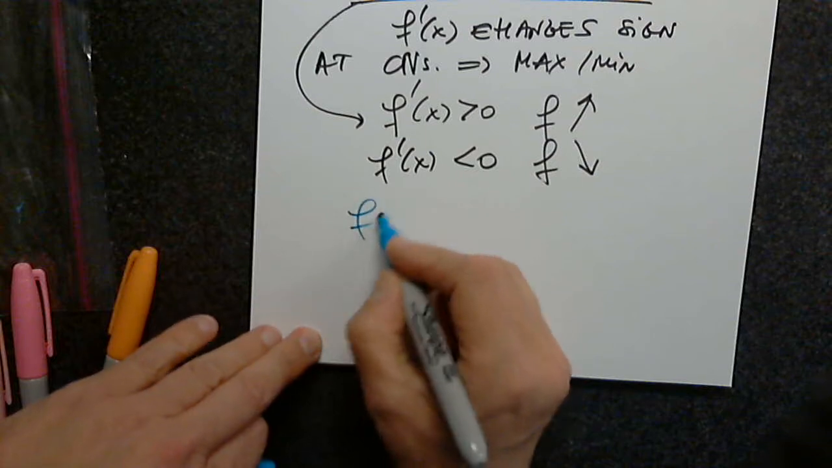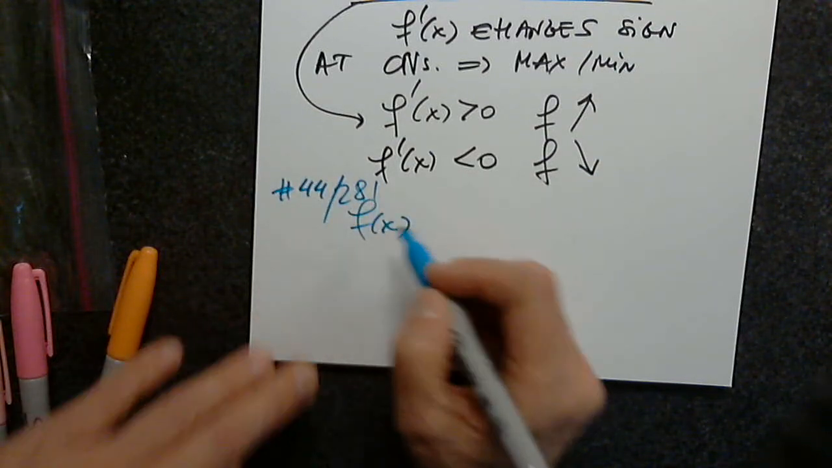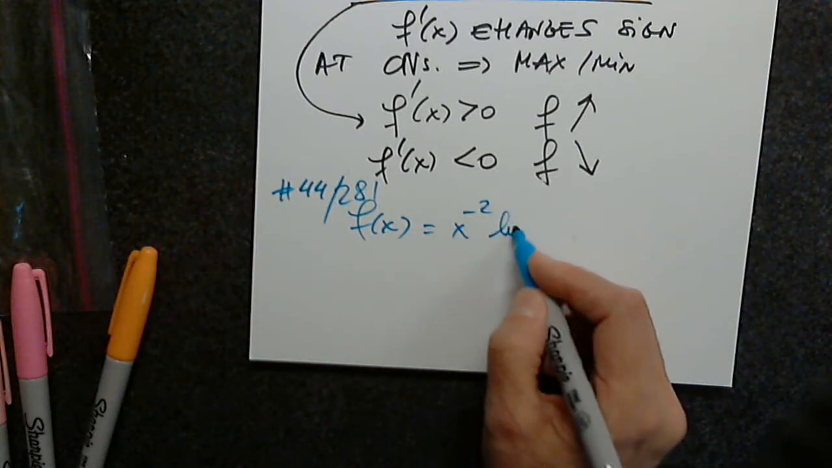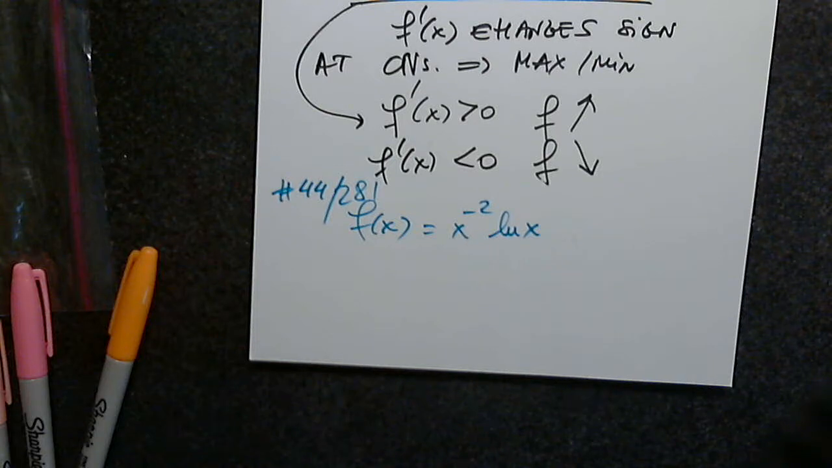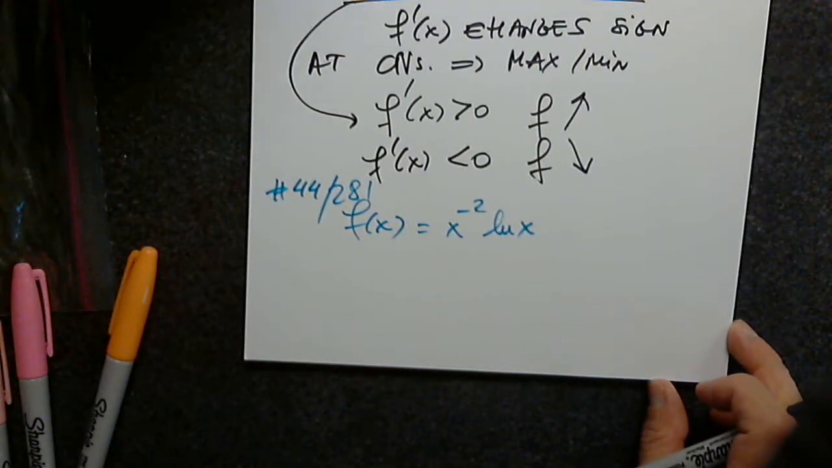So we are looking at f of x. This is 44 on page 281, and this is x to the negative 2 times natural log x. Perfect. Here we're asked to determine the critical numbers and see if they change into local max, local min. That part I added myself. It doesn't say. We're only asked to find critical numbers, but I don't want to wait. These are connected. They're too close together.